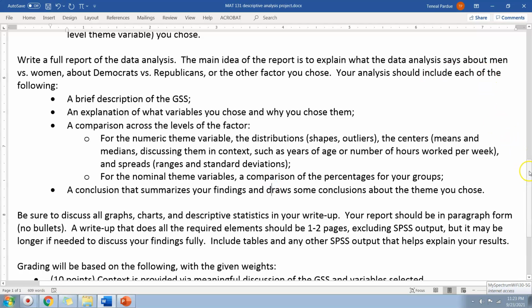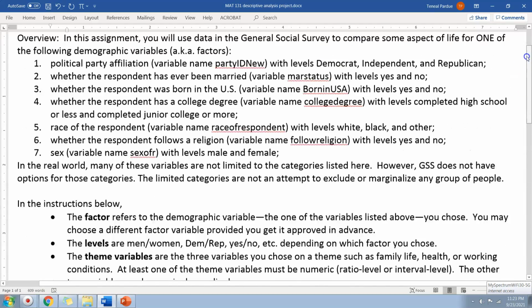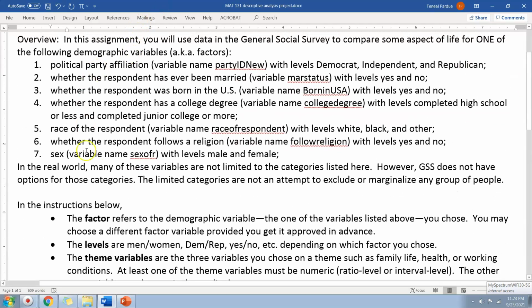I am going to ask you, once you have chosen your factor and your theme variables, just to make sure you're on the right track, to turn in a data analysis plan on Canvas. So you're going to tell me what variables you chose and what is the level of measurement of each one of them. And then I'll approve that, and that'll help you make sure you're not heading down the wrong path with this.